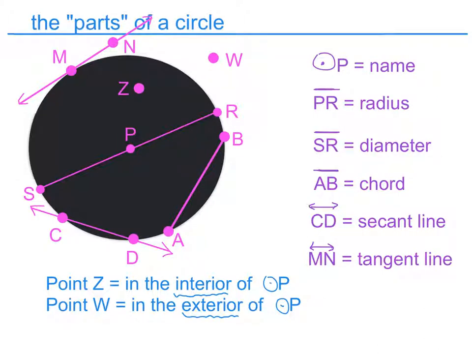Okay, last two. So point Z right here, this is what's called the interior of the circle. Because it's inside the perimeter of the circle, this is an interior point. Point W floating over here is outside the perimeter of the circle, so that is an exterior point. Interior, exterior.